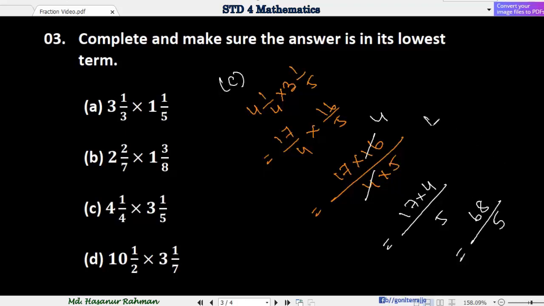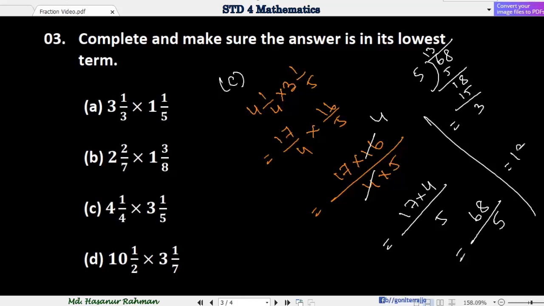Now we have to convert this one into mixed. So how can we convert? 68 by 5. So that should be 5 1 is 5. 1 will be there. 18. So 5 3 is 15. So here the remainder should be 3. So answer should be 13 whole 3 by 5.